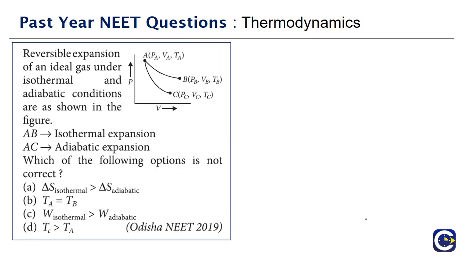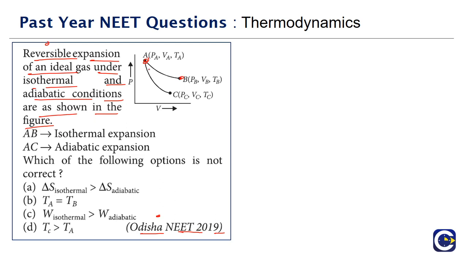Next we have another question that has come in 2019 Odisha paper NEET. So we can see that definitely every year we are getting 2 questions from this particular chapter. Reversible expansion of an ideal gas under isothermal and adiabatic conditions. Both are what? Reversible. Are shown in the figure. So the AB is what? Isothermal. AC is our adiabatic.